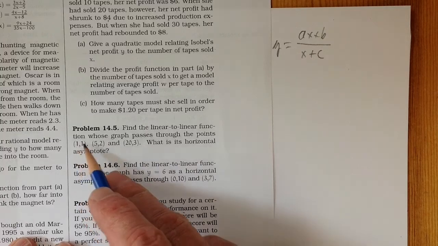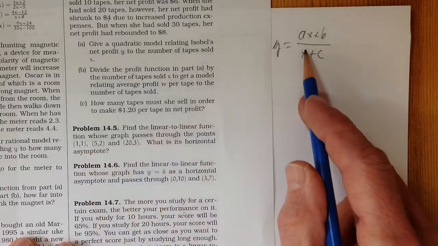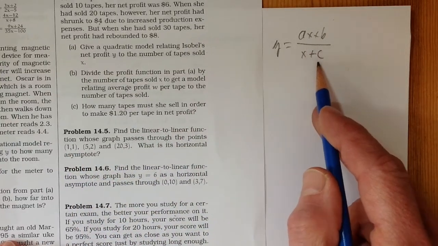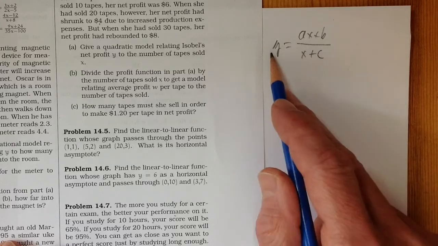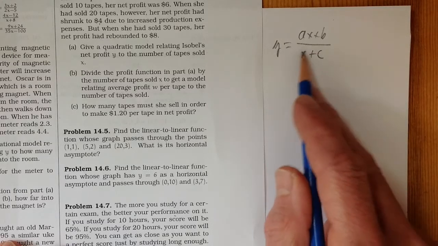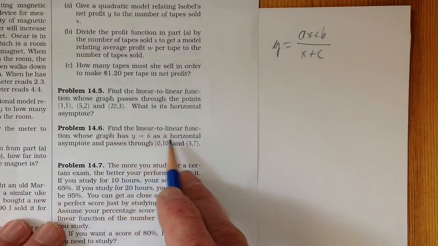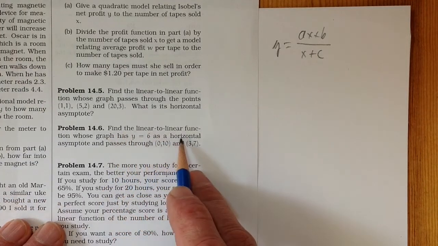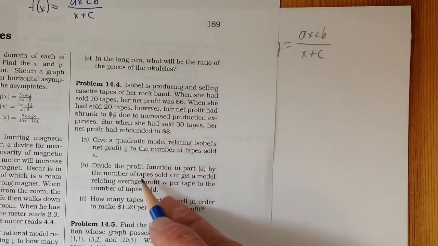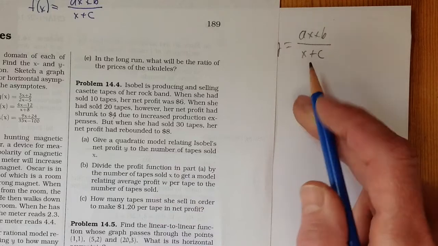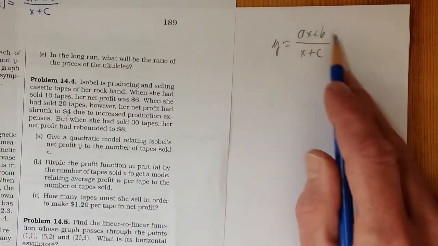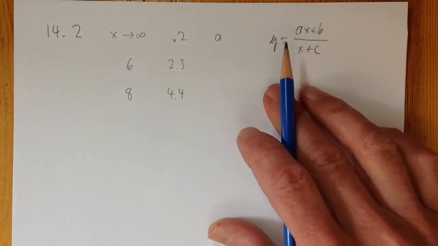You know x, you know y. You plug those into this equation, y equals ax plus b over x plus c. You have three equations because you know all the y's and x's, and you've got to solve for a, b, and c. Those are tricky. 14.6, not so bad because they give you the horizontal asymptote. They give you A. So in all these word problems, you're looking for the asymptotes, you're looking for the other points, and then you can solve for our function here and graph it and answer the rest of the questions.